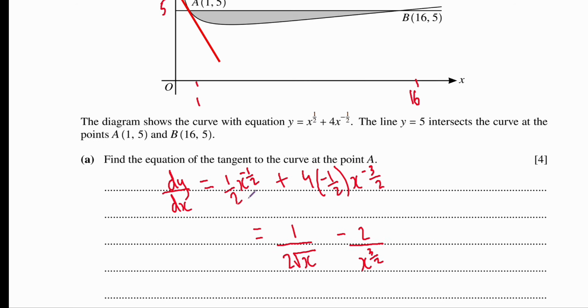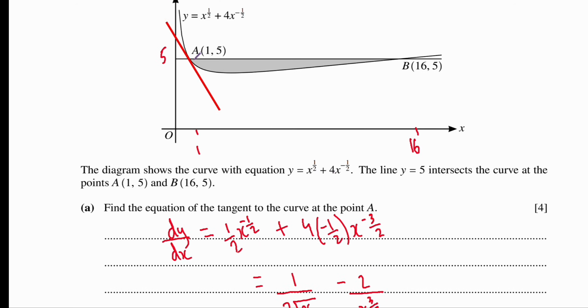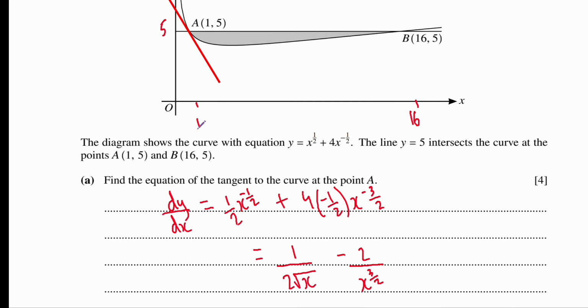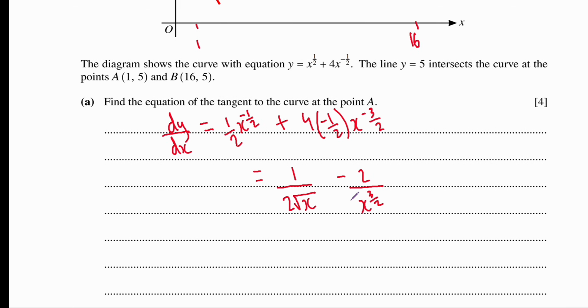And we need the equation of the tangent at the point A. So A, the x coordinate is 1. So if you put 1 into here, we should get the gradient at that point. So we would have 1 divided by 2 square root of 1, which is just 2, minus 2 divided by 1 to the power 3 over 2, which is just 1. So that's that. So a half minus 2 is negative 3 halves. So we've made progress so far.